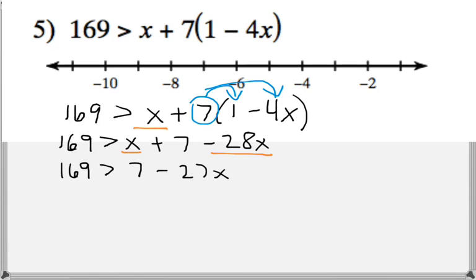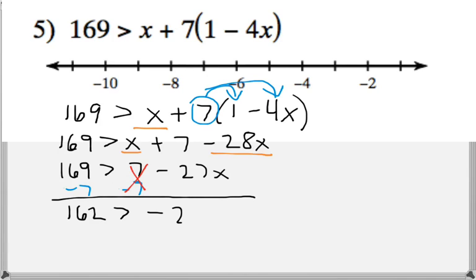Now we need to get rid of that 7, so we're going to subtract 7 on both sides. So it's going to give us 162 is greater than; 7 minus 7 cancels out, and we're left with our minus 27x. Now we need to get the x by itself, so we're going to divide both sides by negative 27. We did divide by a negative, so we're going to need to change the direction of our inequality.